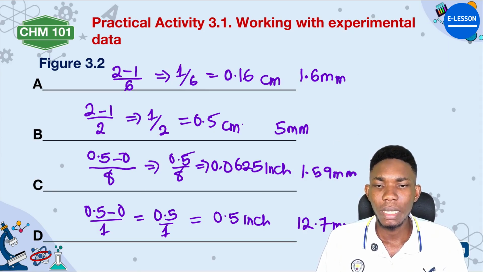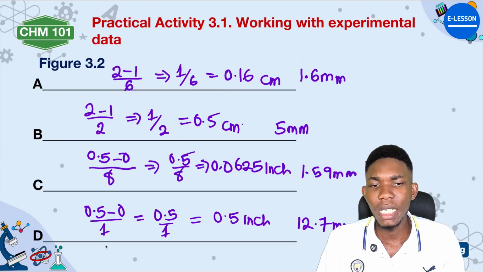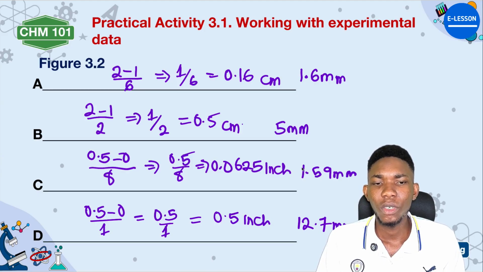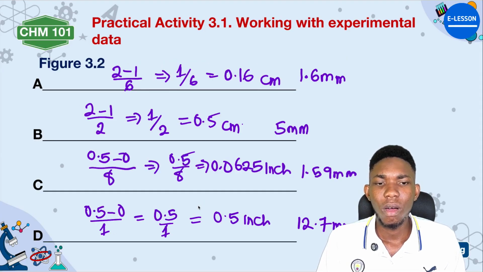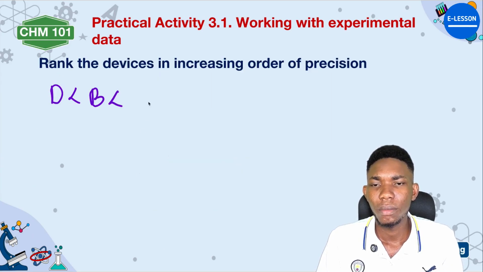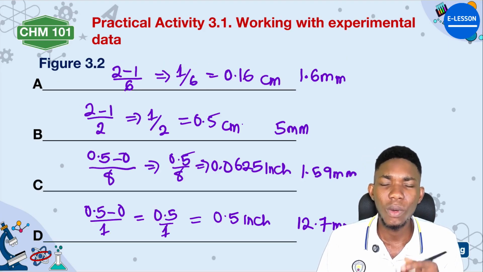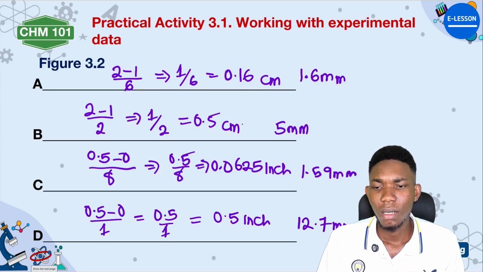So the one that has the lowest is the one with the highest precision, most precise. Of course, that is C. So ranking them in increasing order, D is least. So we say D is less precise than, followed by which one again? B, which is less precise than A, which is less precise than what? C. C is the more precise one, if you look at it very well, critically. All right? Exactly. So that is that for this one here.